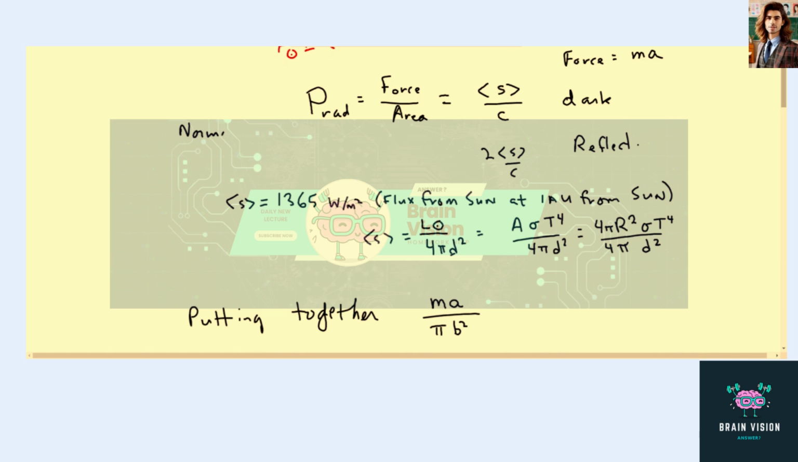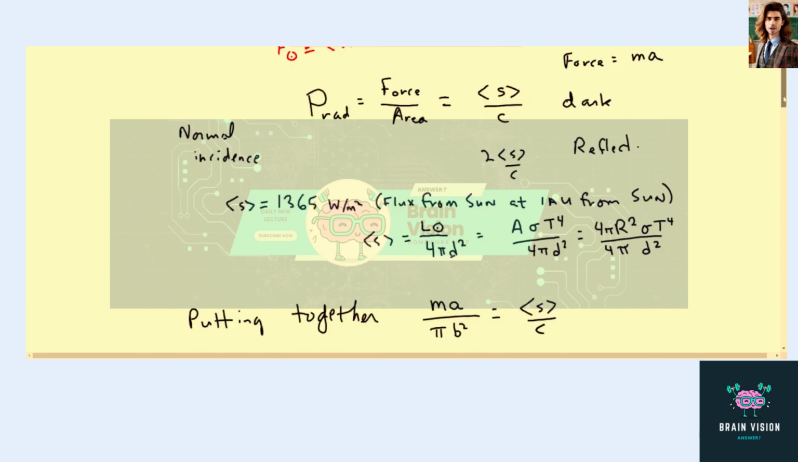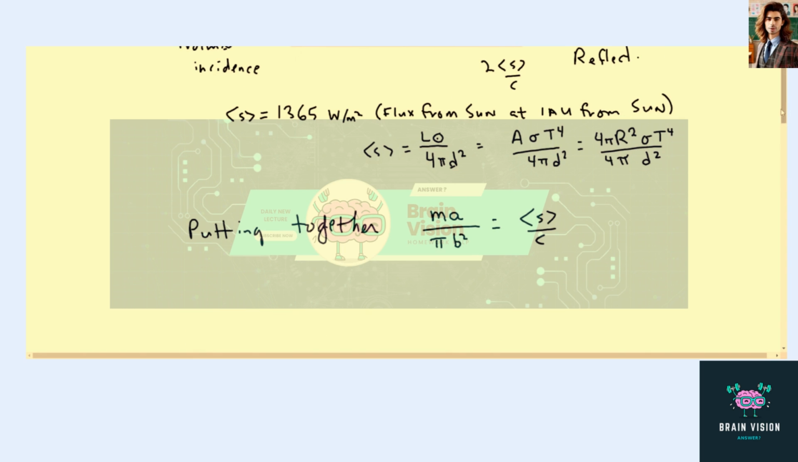Normal incidence of light so that there is no cosine squared angular dependence. So this is force per unit area is equal to the Poynting vector over c. And we can cross multiply and take a square root.